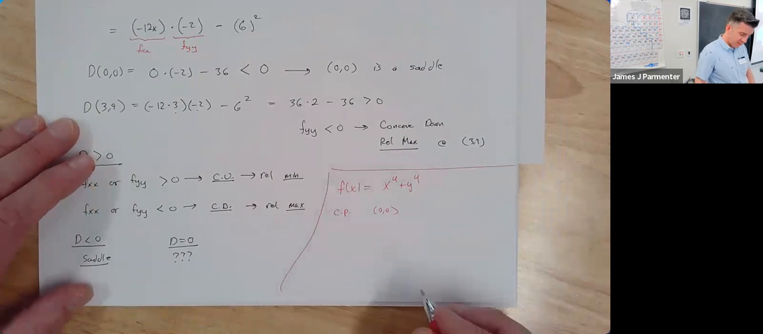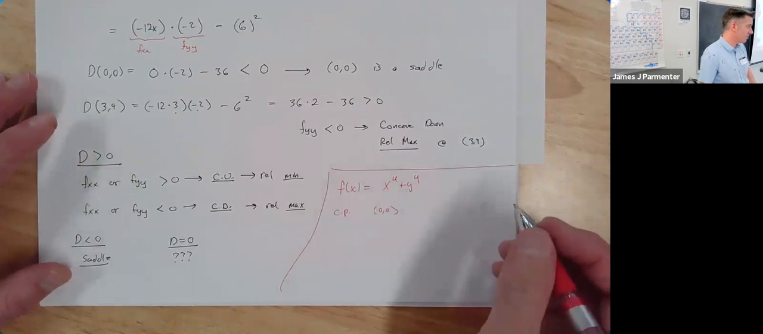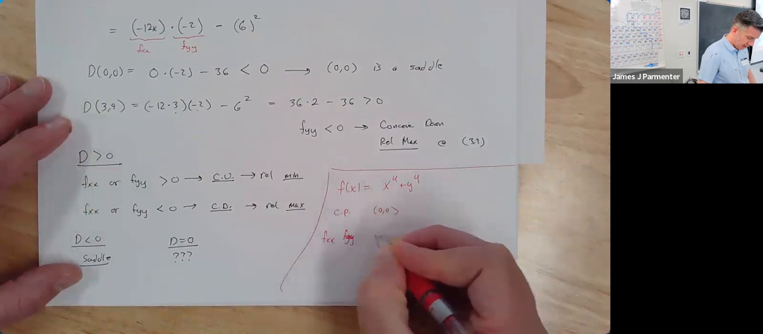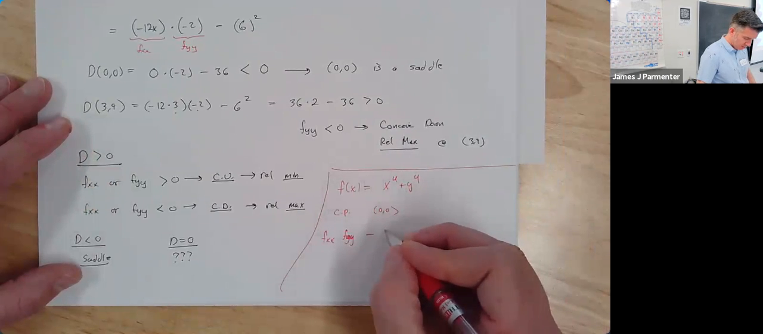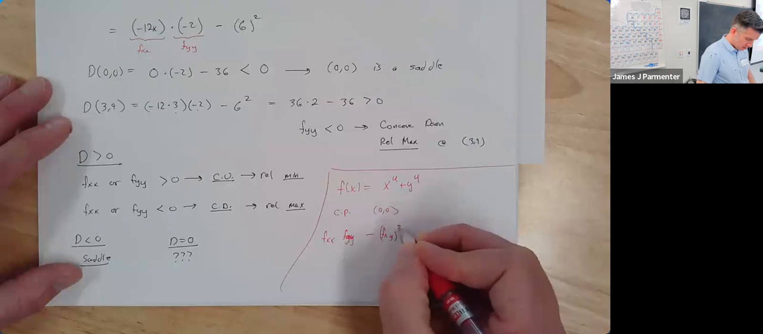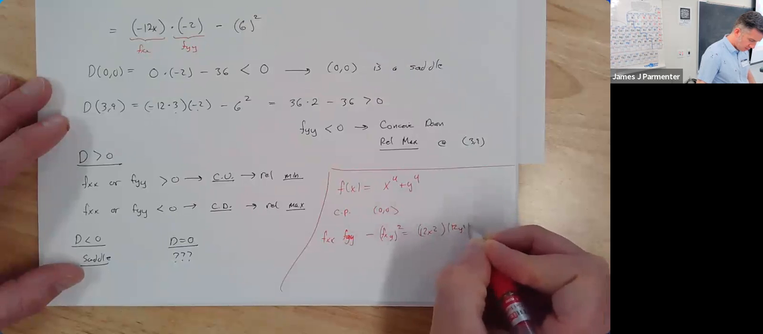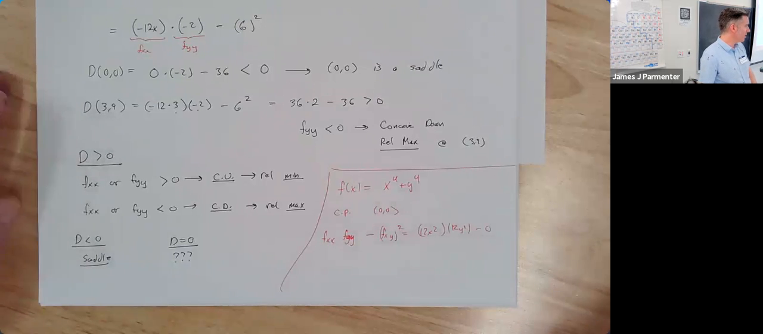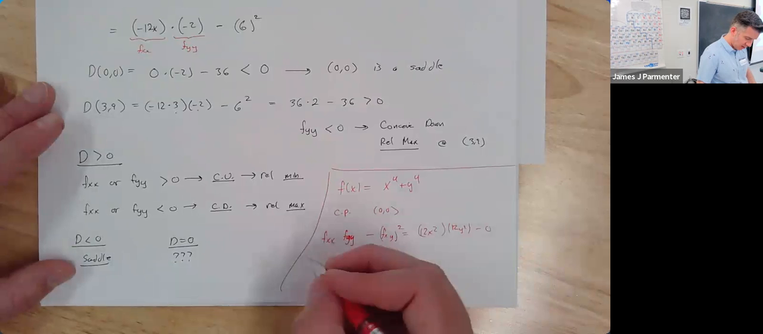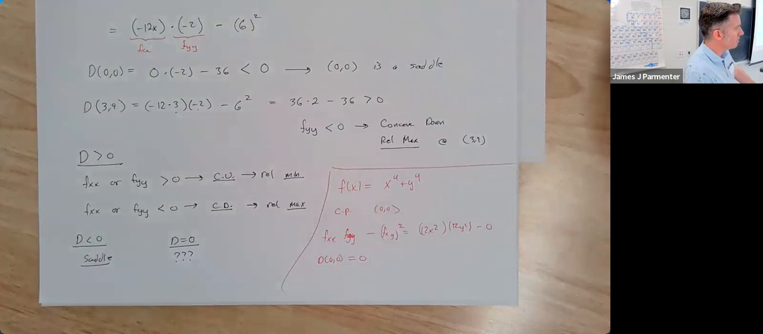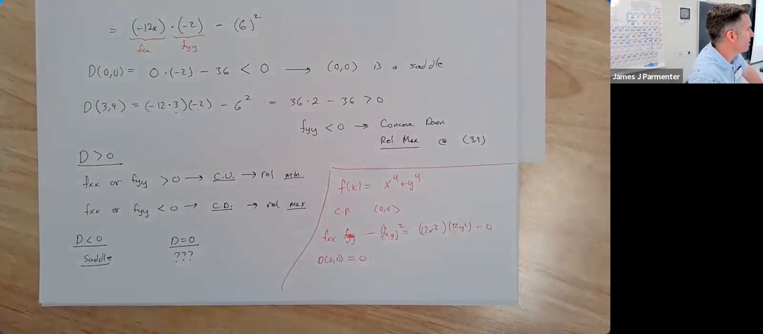And if you plug that into fxx, fyy minus fxy squared, well, fxx is 12x squared, fyy is 12y squared, and fxy is 0. So you get 12x squared times 12y squared minus 0. And if you plug in 0, 0, what do you get? You get 0. How could you convince me that 0, 0 is still a relative minimum, even though this test is inconclusive?